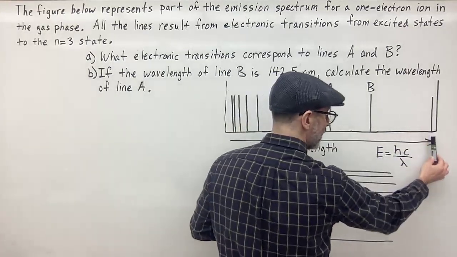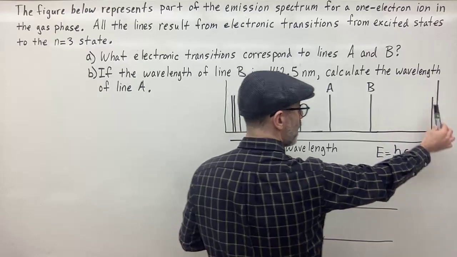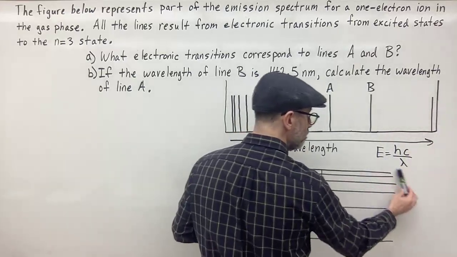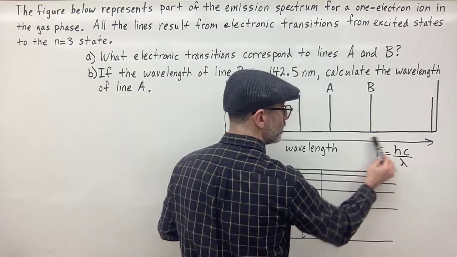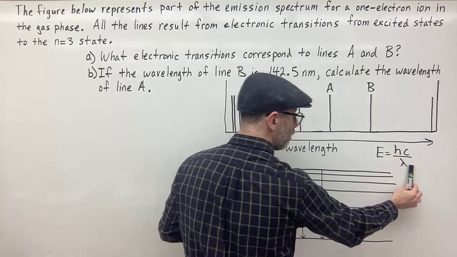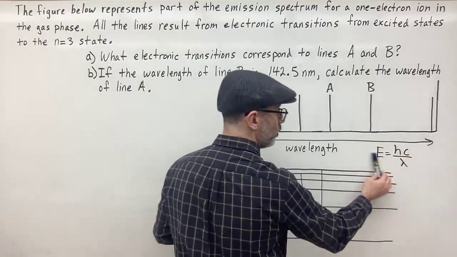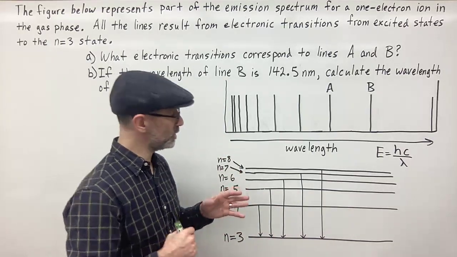Here, this light band or line corresponds to the longest wavelength. So that means it's going to correspond with the smallest amount of energy released. So large wavelength, small energy.